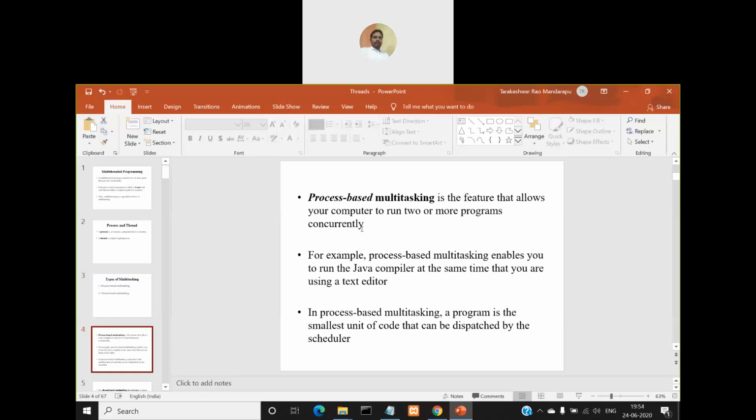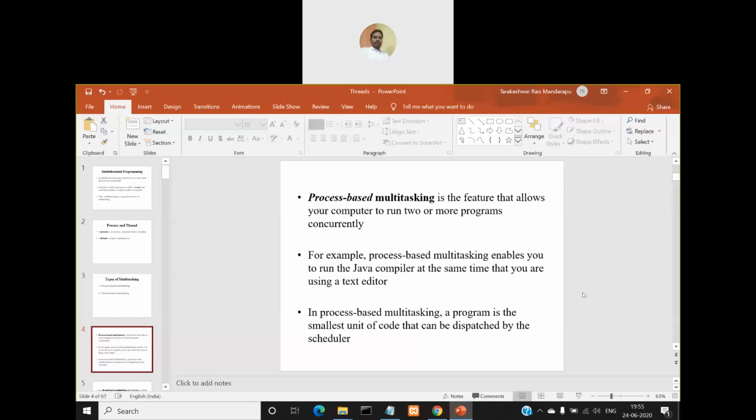Look at the first point here. Process-based multitasking is a feature that allows your computer to run two or more programs concurrently. We know what concurrent execution is. CPU and all the resources will be shared by multiple processes that are loaded into the RAM. At one point of time, if one process is utilizing the CPU time, another process may be utilizing an input device, and some other process may be utilizing an output device. So all these processes will be under execution, but will be utilizing different resources at that point of time.